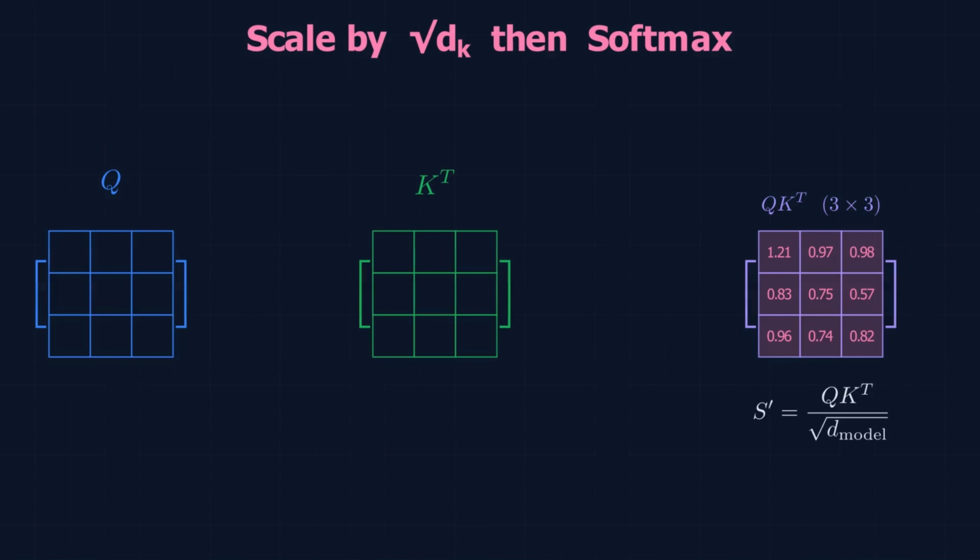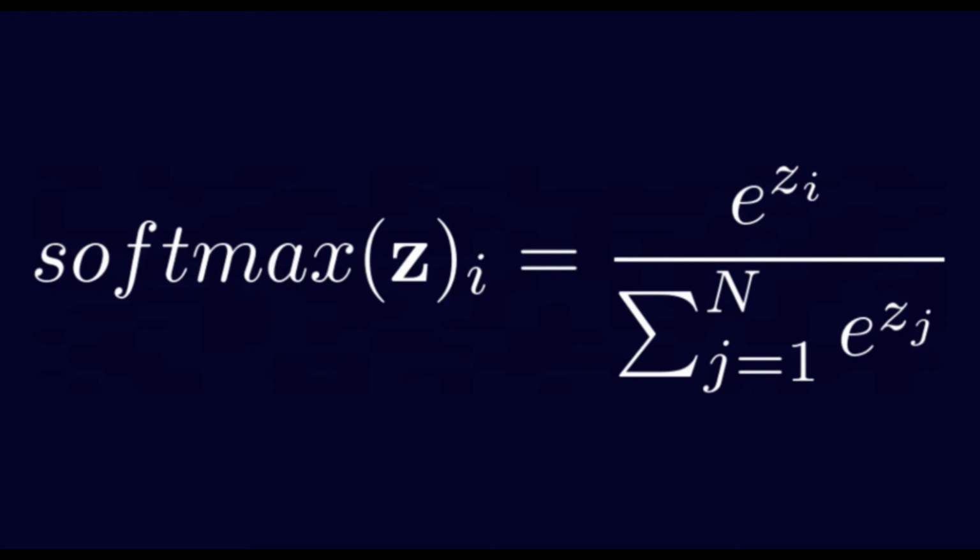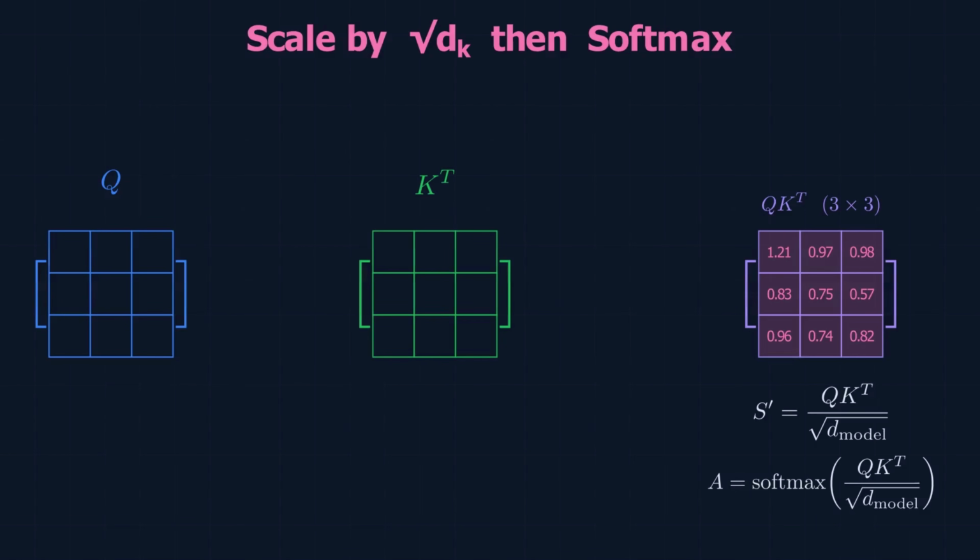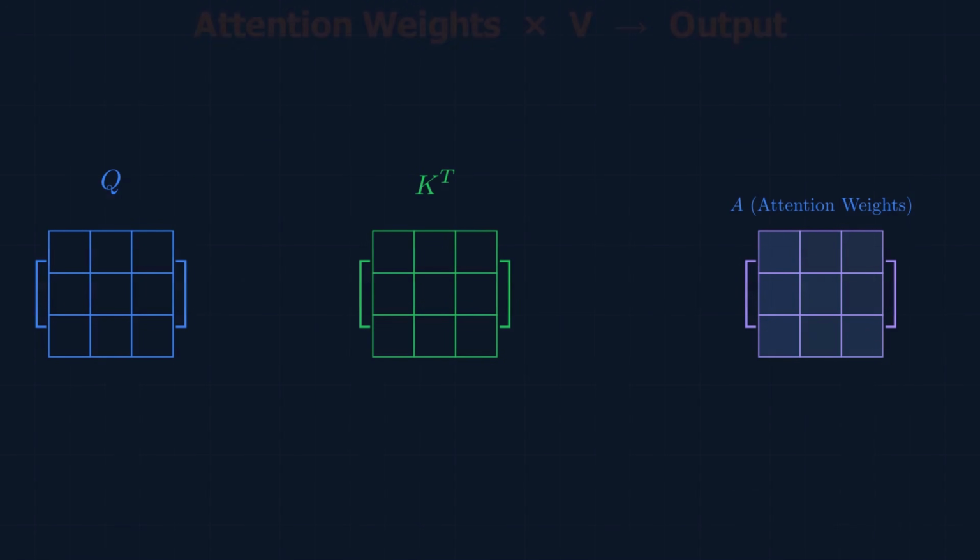Now it's time to pass the scaled attention scores through the softmax function. Softmax is a popular activation function used in deep learning, and on the screen you can see the softmax function. Now we will apply the softmax function on each row in the matrix. You can see that each row sums up to 1 due to softmax activation. These are called attention weights.